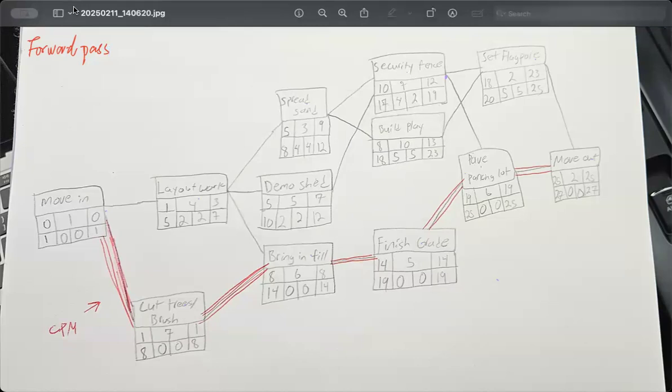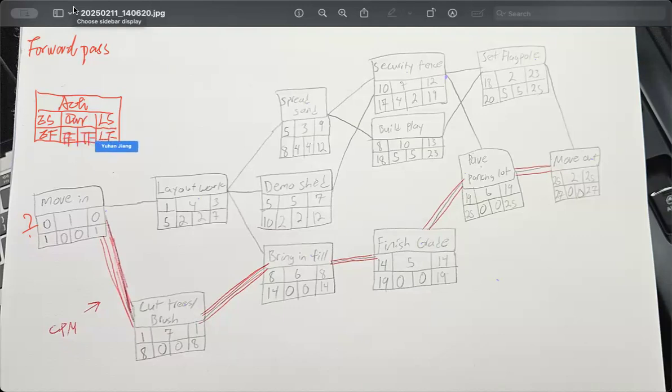Another mistake with this one is you did not have this legend box. Okay, so make sure you always have one. Because if I'm grading this, I will be confused about what this is, right? So early start, early finish, late start, late finish. And this is the duration. And this is finish, and the total float.